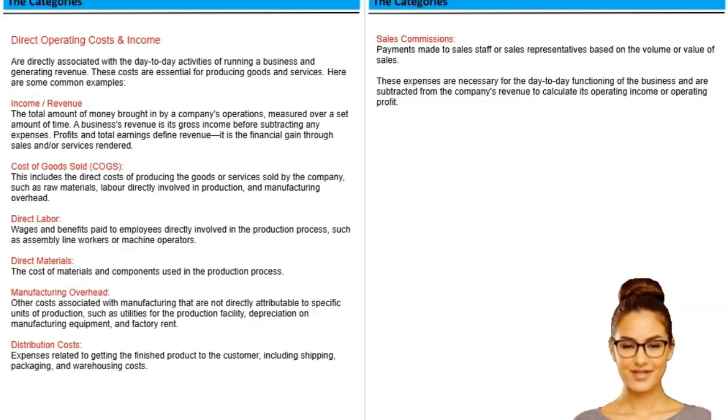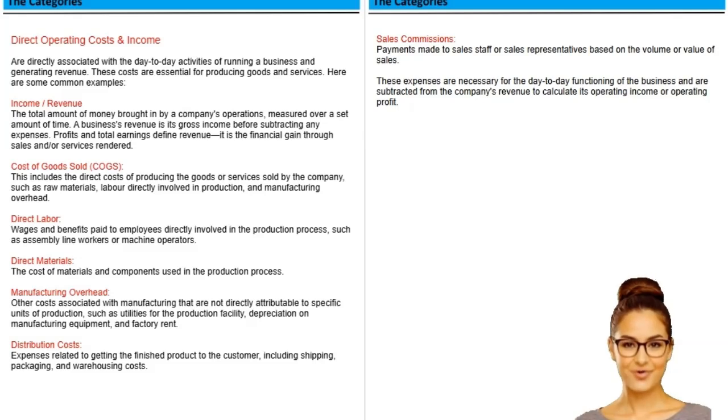This is the cost of materials and components used in the production process. Direct materials are those materials and supplies that are consumed during the manufacture of a product, and which are directly identified with that product. Items designated as direct materials are usually listed in the bill of materials file for a product. Let's discuss manufacturing overheads.